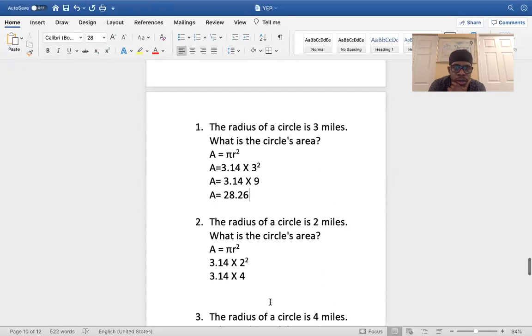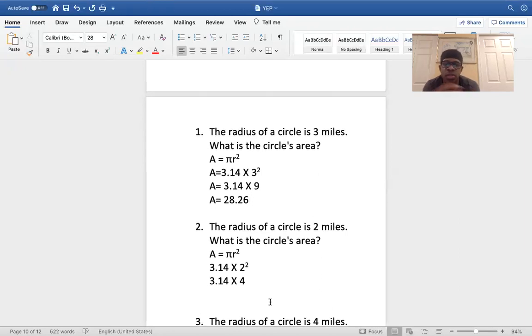All right, so number 2, let's go again. The radius of a circle is 2 miles. What is the circle's area? So again, we need to do area is equal to pi times radius squared. So we need 3.14 times 2 squared, which is 4. So if we multiply 4 times 3.14, what do we get? All right. We should get 12.56. Yeah, 4 threes is 12. 4 times 14 is going to give you 56. 12.56 will be the area.